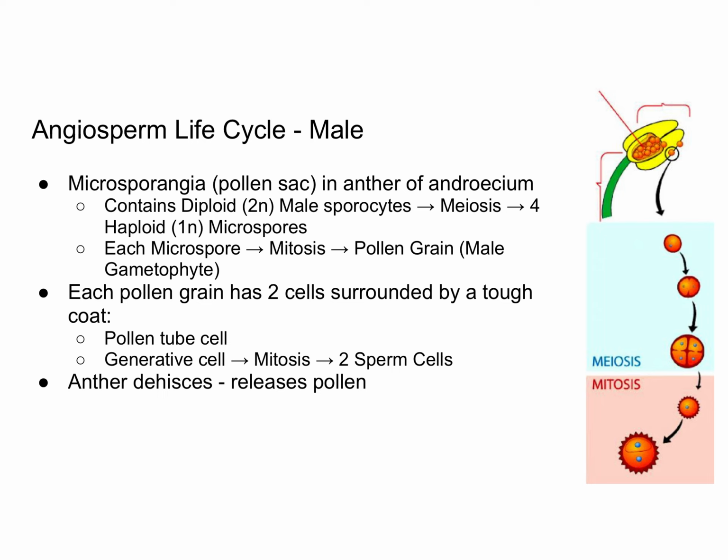Now we'll do a quick review of the male structures associated with angiosperms. So if you recall, this entire structure up here is known as the androecium, also referred to as a stamen. The head of the structure is known as the anther. The stalk holding it up is known as the filament.